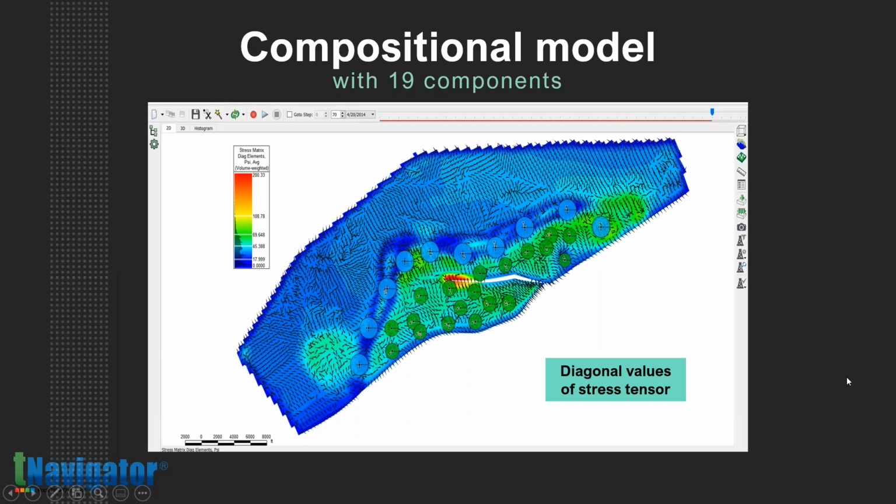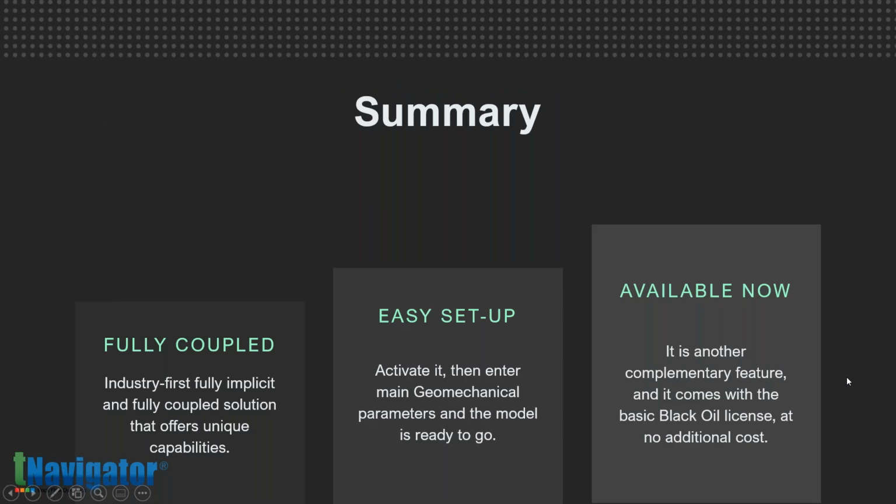So that's a very interesting example, and with that I want to conclude this presentation. In summary, today we covered what fully coupled geomechanics is. It's an industry-first, fully implicit and fully coupled solution that offers unique capabilities. It's very easy to set up. You can do it in the simulation text file or in Model Designer. You just need to activate it, enter the main geomechanical parameters, and the model is ready to go. And it's available as another complementary feature, coming with the basic license at no additional cost to the customer.